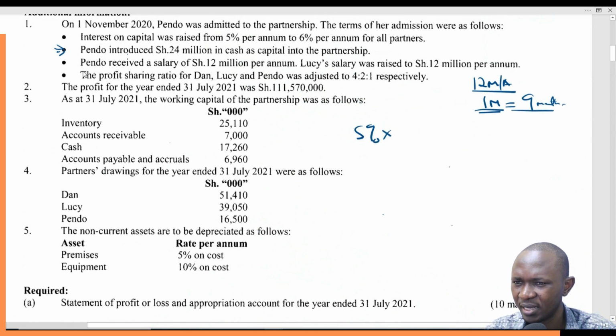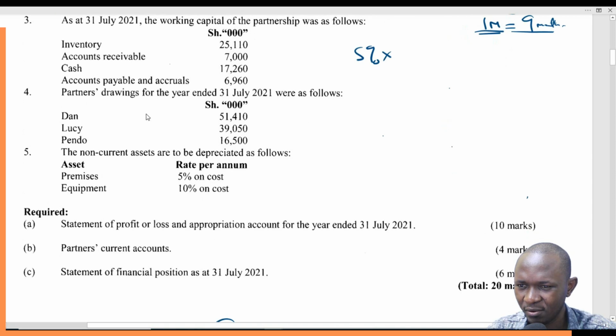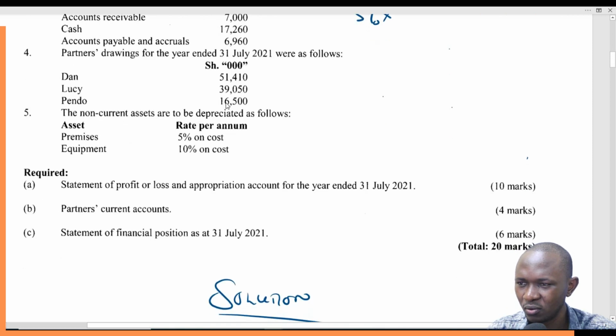The next item is the profit sharing ratio for Dan, Lucy, and Pendo was adjusted 4 to 2 to 1. But let's confirm to make sure that we've captured everything before we go there, because this is normally the last thing. So we come here, the profits for the year, that one has already been captured. Working capital for the partnership, all these have nothing to do with the partner's current account. Then partners' drawings for the year ended 31st July. These are drawings. Drawings have the effect of reducing the partner's net worth in the business. So we debit the partner's current accounts.